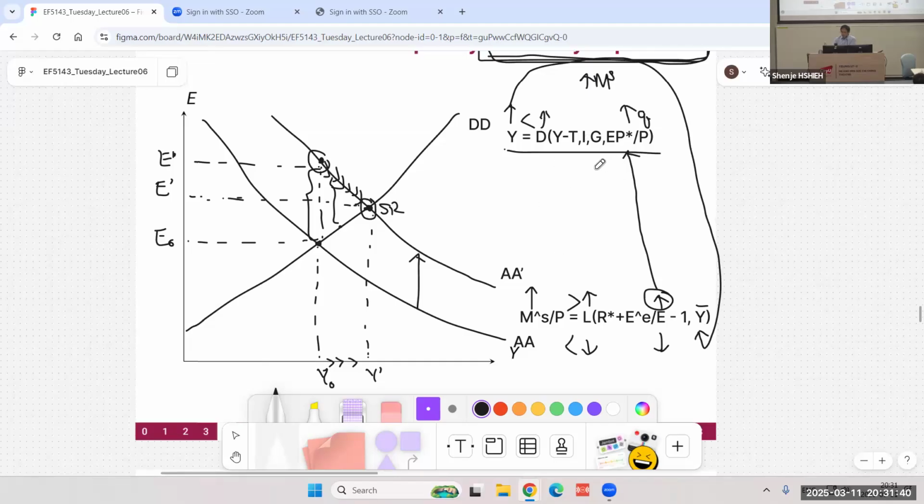So that keeps happening until no more Y wants to be created, right? Y doesn't change anymore. And if Y doesn't change anymore, then we're always on the A schedule anyway. So we're gonna clear markets everywhere. A schedule is always clearing. I mean, financial markets are always satisfied, but it's only when we're on the DD schedule that Y stops moving, right?